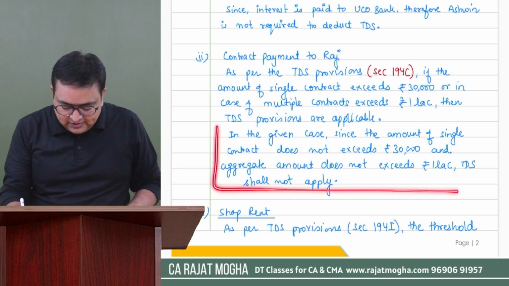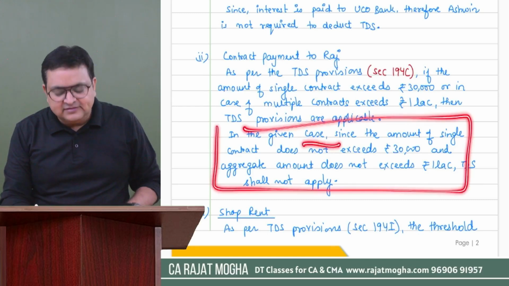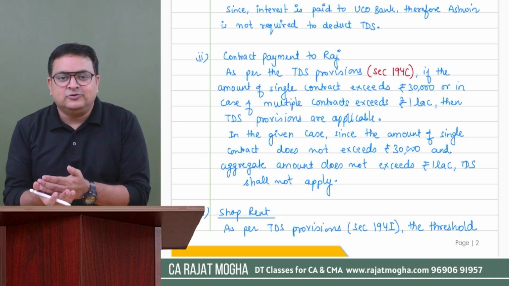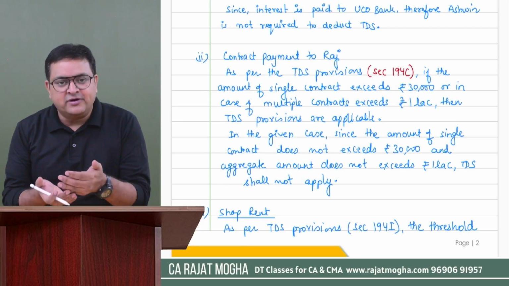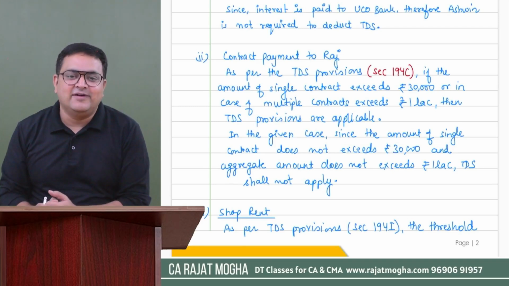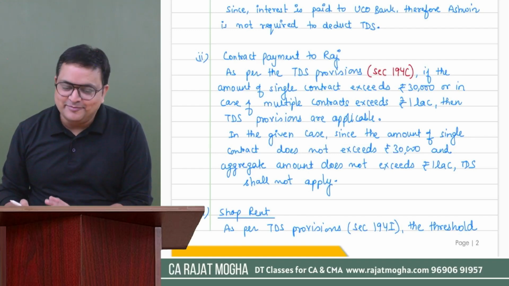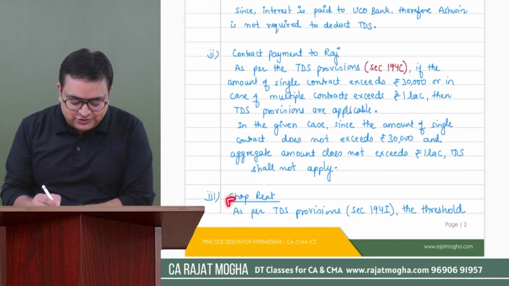And now the main answer. In the given case, since the amount of a single contract does not exceed 30,000 rupees, and also there are multiple contracts, there are 2 contracts, aggregate of that does not exceed 1 lakh rupees. That is the reason we are not deducting TDS. Got it? Simple.